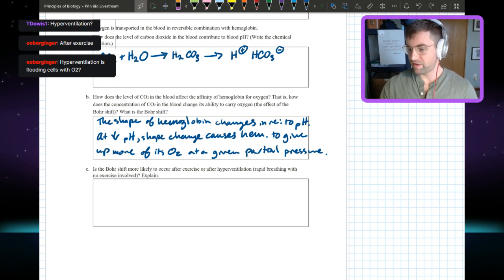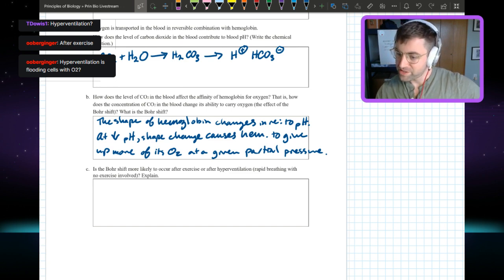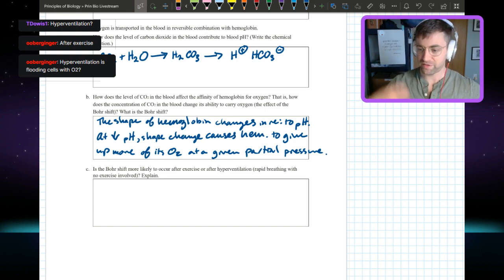Oh my goodness, there's stuff happening in the chat that I couldn't see. I'm sorry. Bohr shift is about shifting the oxygen equilibrium in response to CO2. You are correct. Yes, so hyperventilation would just be flooding the body with O2 that it doesn't need. Not necessarily.